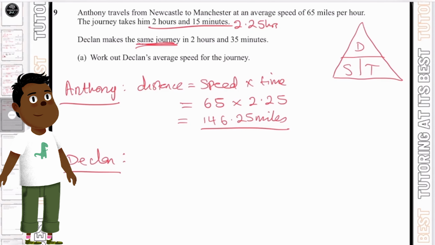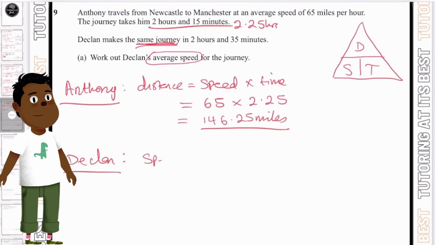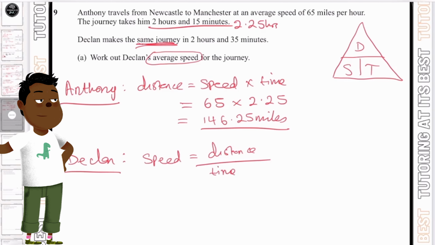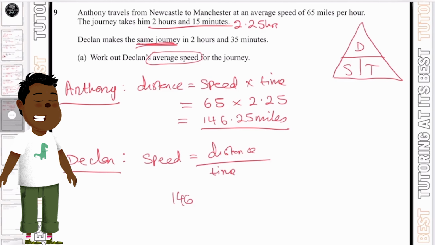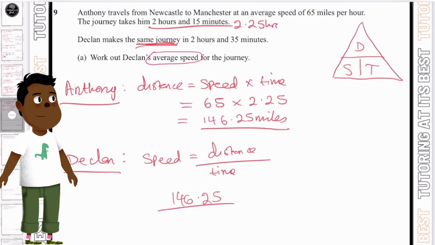But now for Declan, he makes the same journey in 2 hours and 35 minutes. So we've now worked out the distance that they're both doing because they have the same journey. And now we are working out Declan's speed. So we have the distance and we have the time. The distance is 146.25 and we have his time, which is 2 hours and 35 minutes.